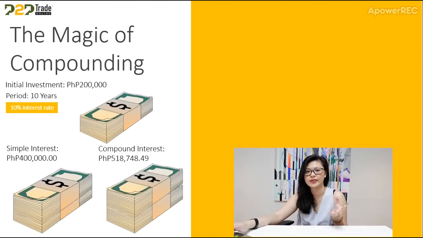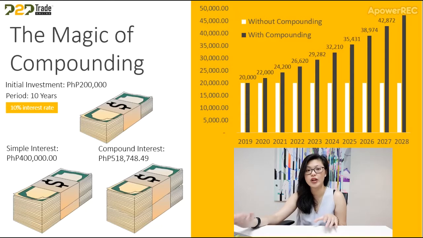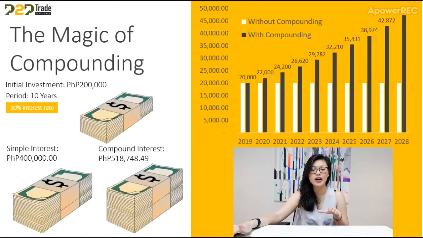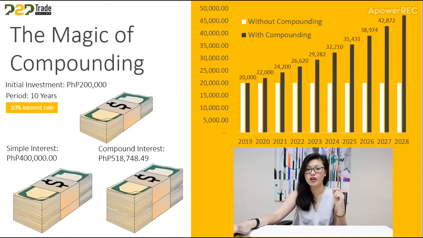So, paano nangyari yan? Here's how it happened. So, 10% of 200,000 is 20,000. So, yun yung white bars. 20,000 every year. But that's not reality. Reality is, on the second year, ang investment mo, hindi 200,000, kung hindi 220,000. Kasi pwede mo nang i-reinvest yung kinita mo on the first year, on the second year. So 10% of 220,000 is now going to be 22,000. So kapag parati mong ni-reinvest yung earnings mo from the previous year, lumalaki yung base mo.